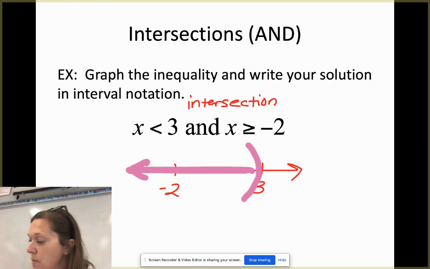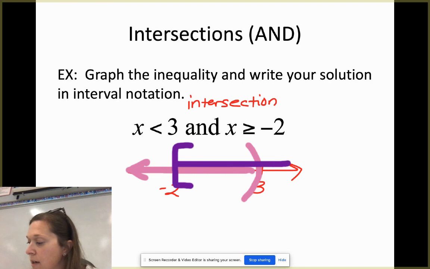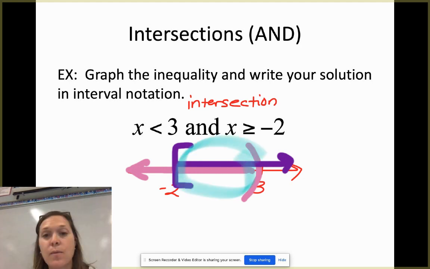Now we want to do the other side, which says that I want x to be greater than or equal to negative 2. So I'm going to put a square bracket at negative 2, and I'm going to shade to the right. So because I'm looking for the intersection, I want what values are in both the purple and the pink. So in between, does everybody see how in here is where you have the intersection of both purple and pink? So how do we write that in interval notation?